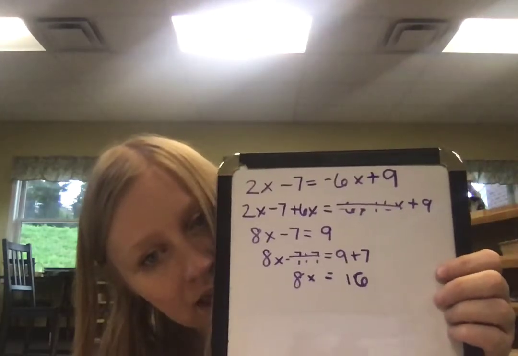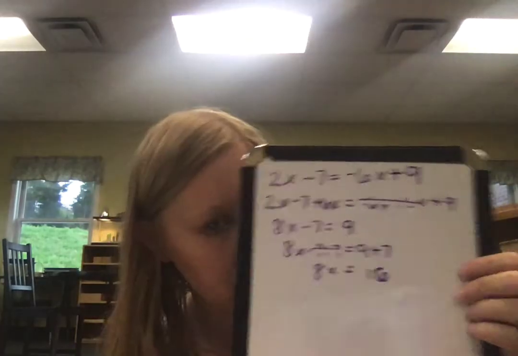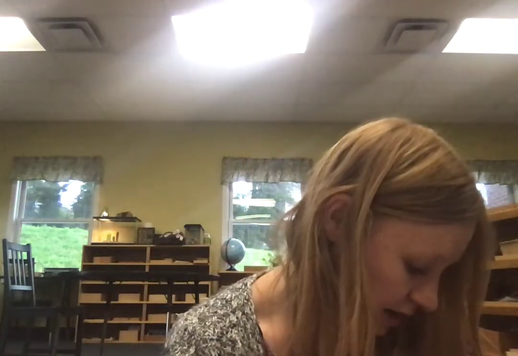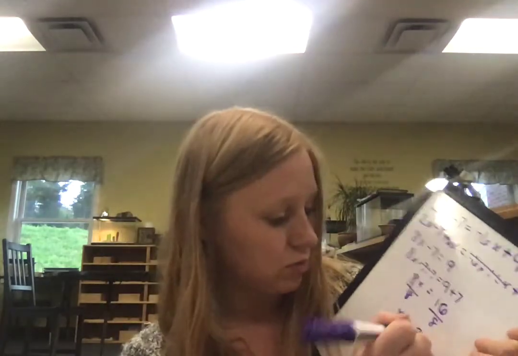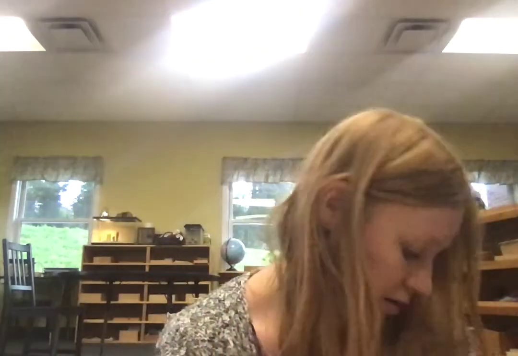And I'm multiplying by 8. So what's the opposite of multiplying by 8? Dividing by 8. Divide both sides by 8. I'm left with x = 16 divided by 8. x = 2. Plug it back in.